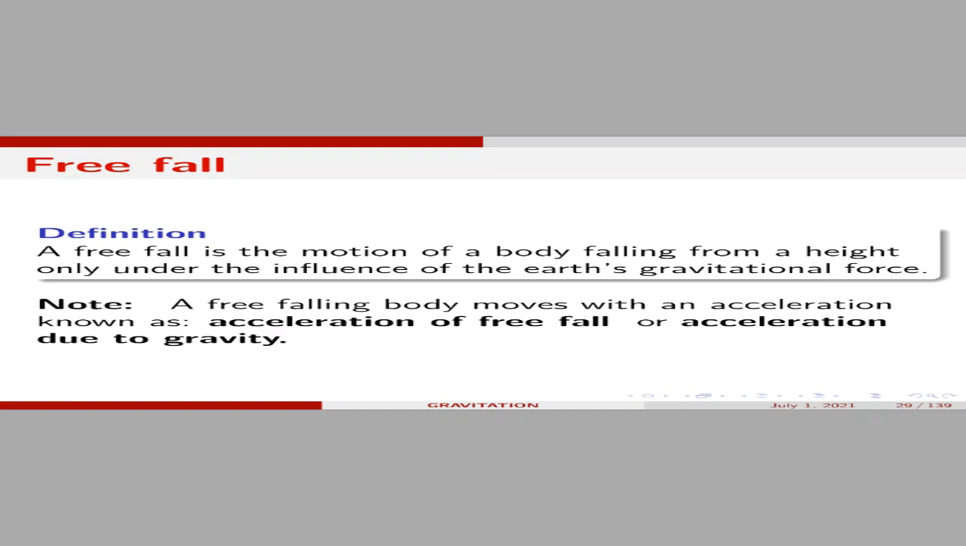So free fall is the motion of a body falling from a height under the influence of what? The Earth's gravitational force. When the gravitational force of the Earth is pulling something placed at height above the Earth's surface, then we say it is free fall. Note the other names. It is also called acceleration of free fall, or you can call it acceleration due to gravity. Good. That's great. Let's continue.